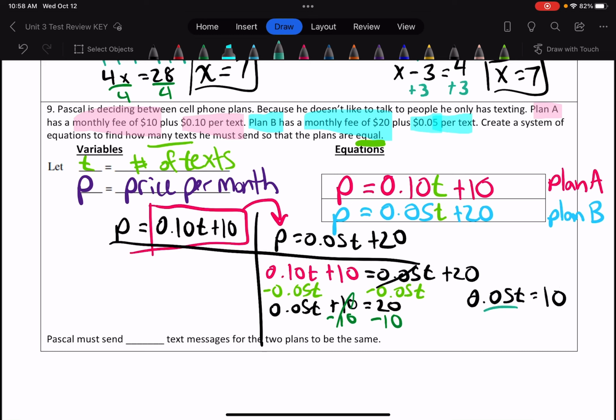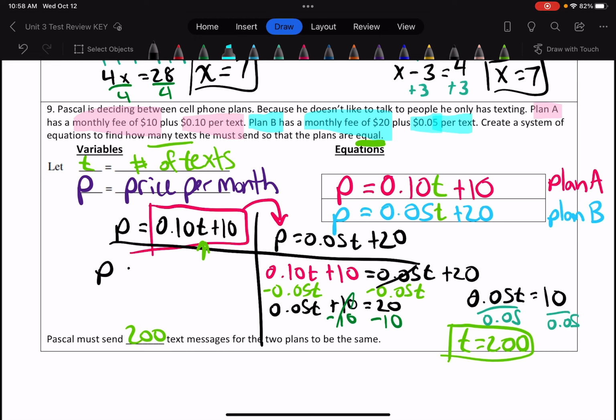And I can divide both sides by 0.05. And 10 divided by 0.05 is going to tell me that Pascal needs to send a total of 200 texts in order for these two plans to be the same amount. Now I could go ahead and plug that back in if I wanted to, and figure out what the actual price of that plan would be.